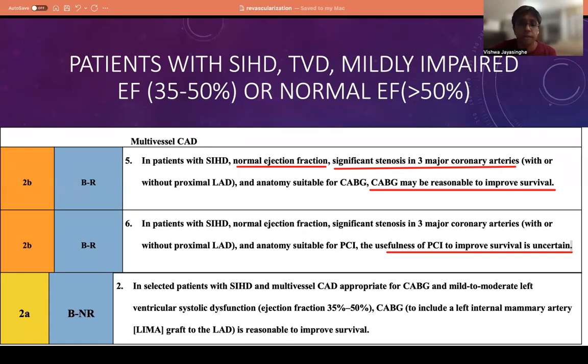Significant downgrade. Then, patients with stable ischemic heart disease, again normal ejection fraction, significant stenosis in 3 major coronary arteries with or without proximal LAD. I told you we are not considering proximal LAD anymore after a certain trial. And anatomy suitable for PCI: PCI usefulness is uncertain. Even the guideline committee is not sure. So that's why they are recommending that it may be useful, may not be useful. It's a 2B recommendation.